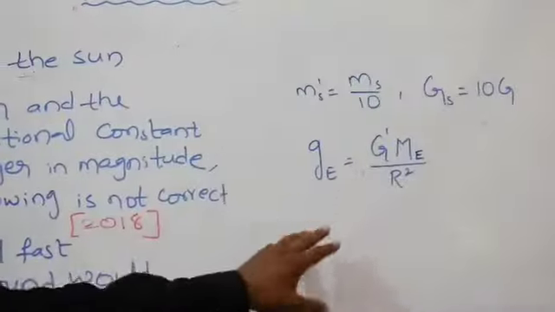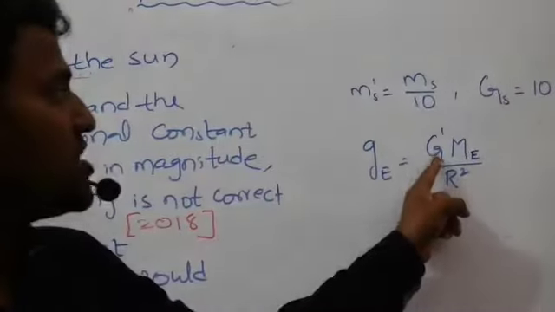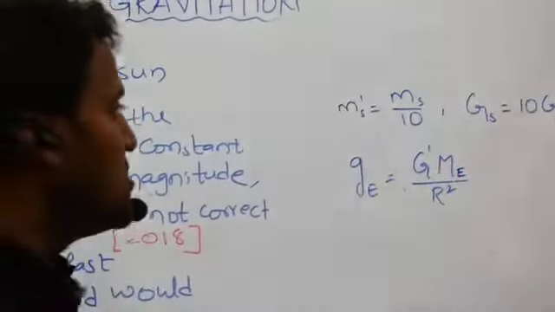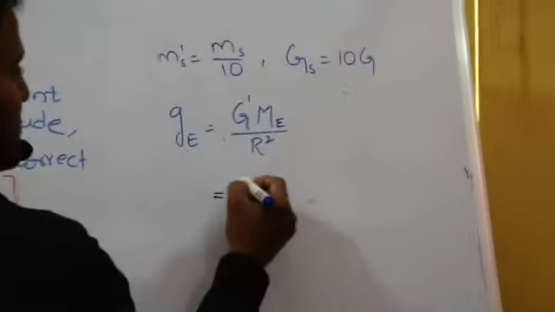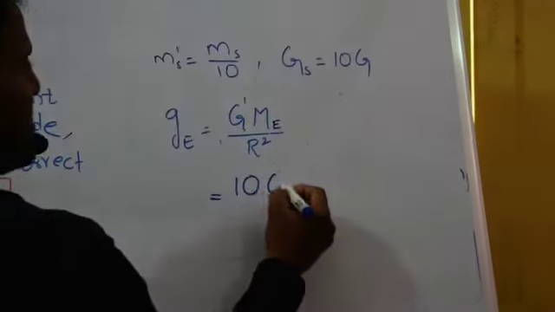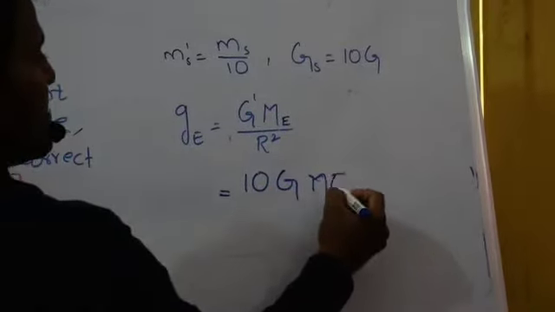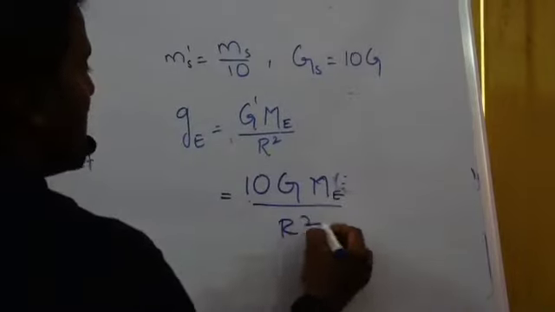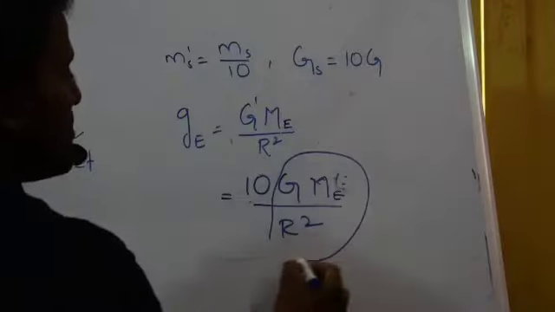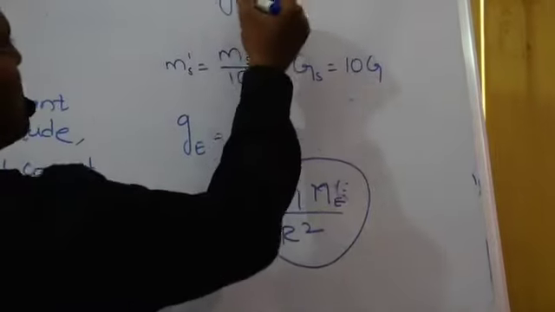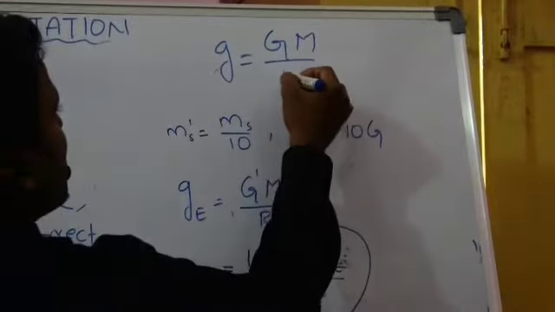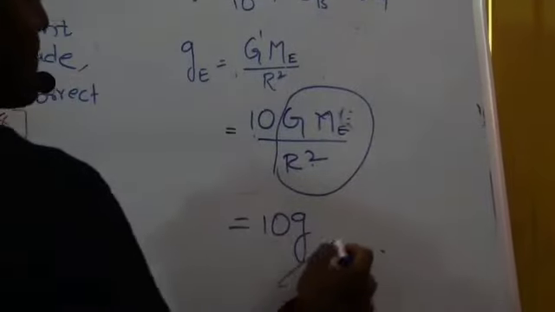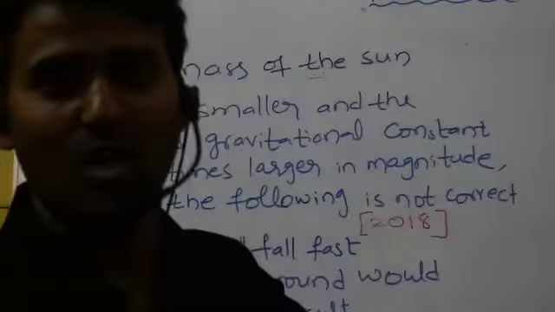I am writing the formula: gravity on the earth is equal to G dash into Me divided by r square. Here, for the mass of the earth, I am writing G dash as 10g. G dash is nothing but 10g Me divided by r square. If I write this, G Me divided by r square is equal to gravity on the surface of the earth. We know the formula G m divided by r square, so this one we can write as 10g. Gravity is increased now.